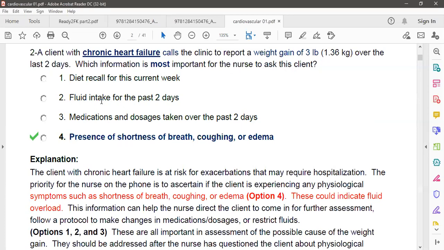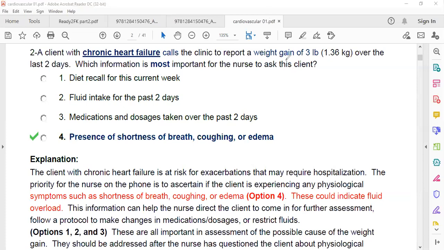Number 2, fluid intake for past 2 hours. Number 3, medication and doses taken over the 2 hours and placement of shortness of breath, coughing and edema. So my friend, you can read the 3 questions, right? Number 1, 2, 3, and 4.